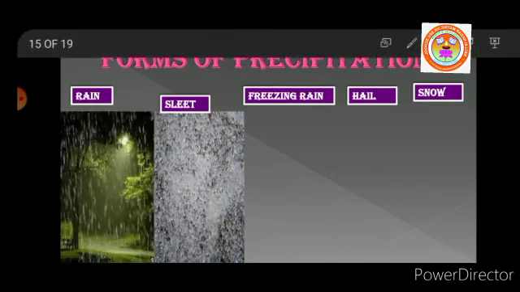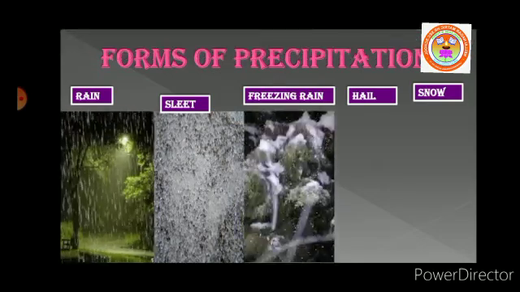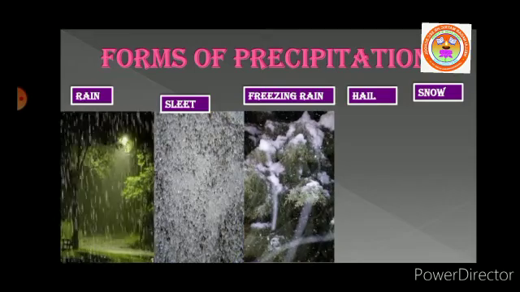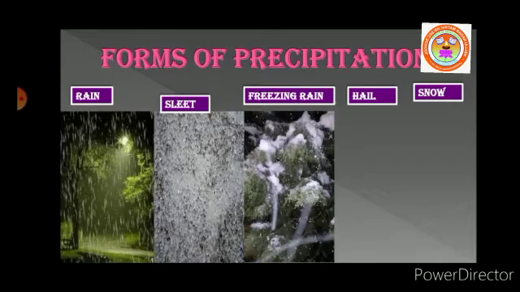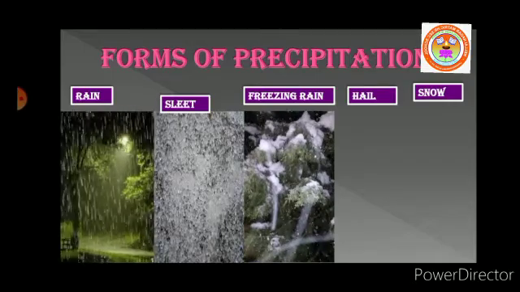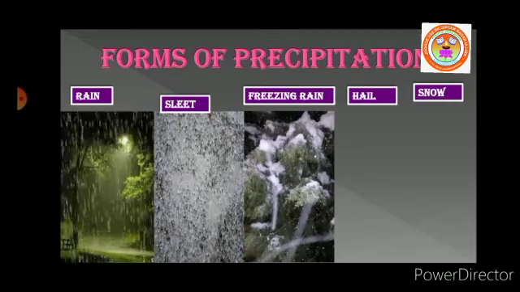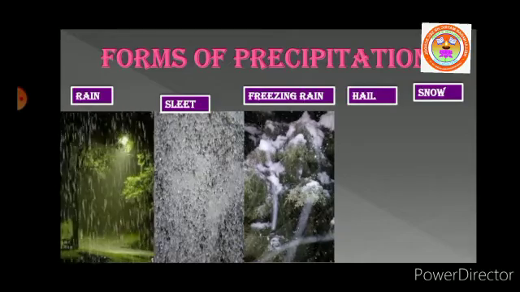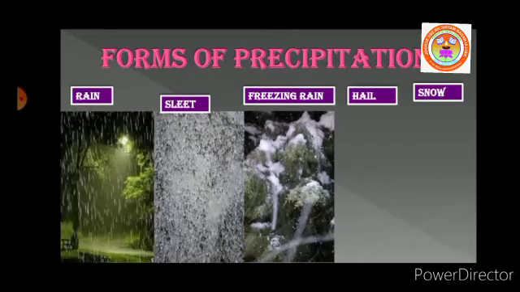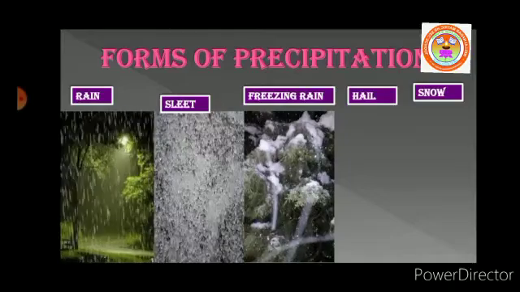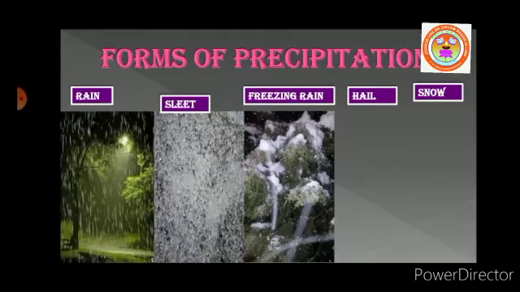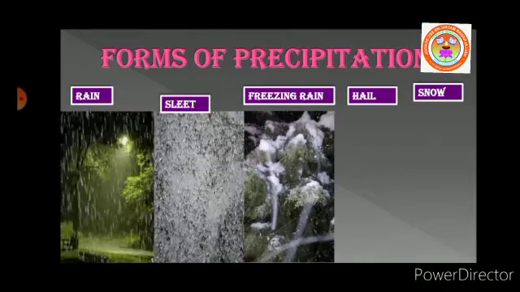Next, let us see freezing rain. Sometimes raindrops falling through cold air near the ground do not freeze in the air. Instead, the raindrops freeze when they touch a cold surface. This is called freezing rain, and the drops of water are usually greater than 0.5 mm in diameter. That is called freezing rain.